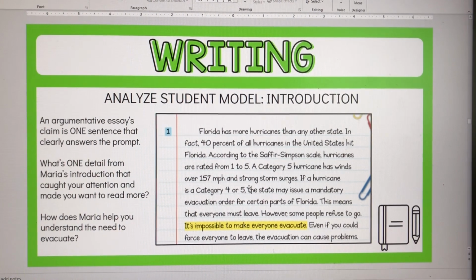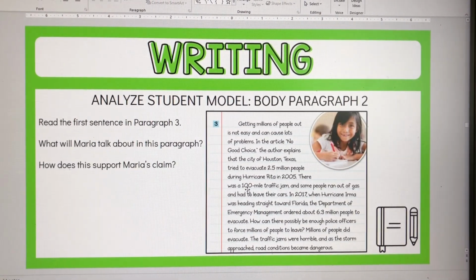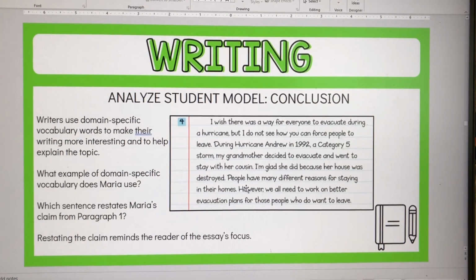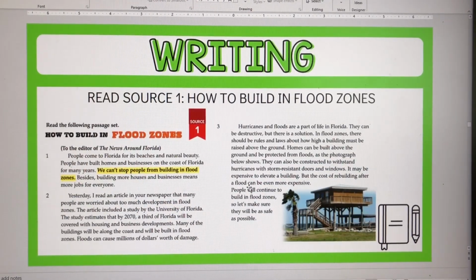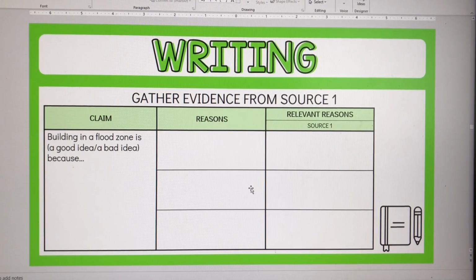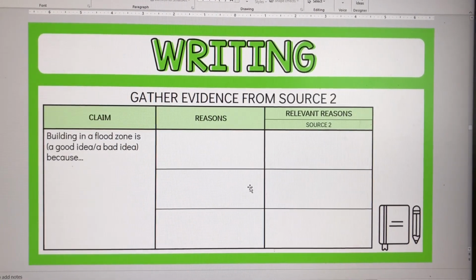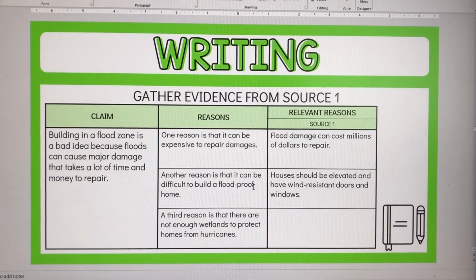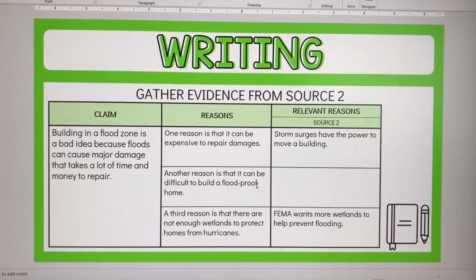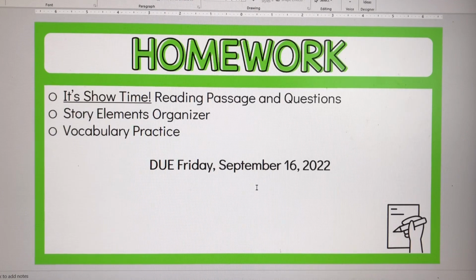And then of course, we'll break down the student model part by part so that we can have discussions and see how the student wrote this particular essay. Then we're going to go over our prompt, as well as reading the sources and gathering evidence as we read each source. It'll look something similar to this so that students know how we gather evidence. And this was their homework, which I have shared in the past.